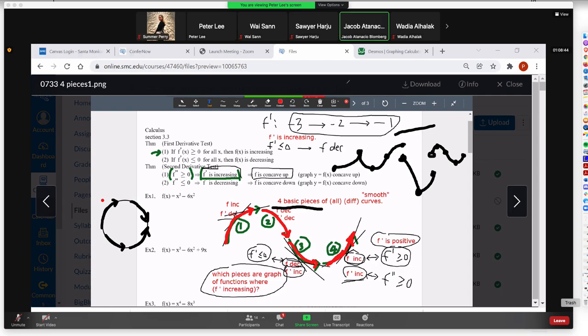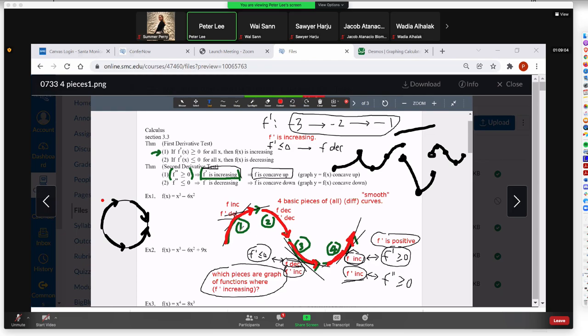Professor, I have a question about the concavity. There could be a function that's concave up but still be decreasing, right? That's right, and I'll talk about that. Okay, awesome. Now, in fact, maybe I'll answer your question first.